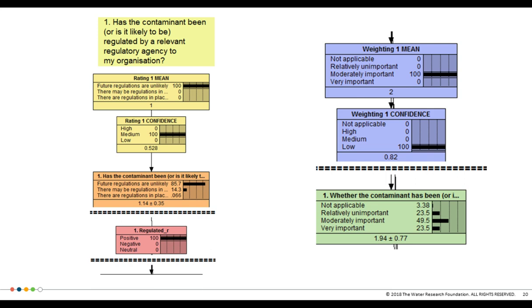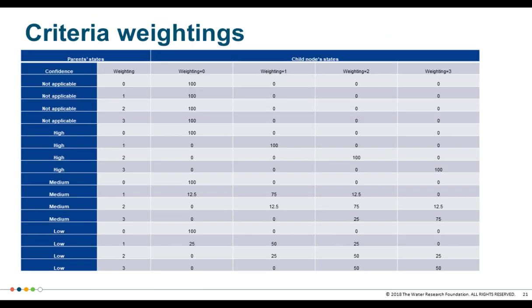In this example, the user has selected a low confidence, which gives the result that you see in the green box, where whether the contaminant has been subjected to regulation or is likely to be subjected to regulation. Most of the probability density there is in moderately important, because that was what was selected in the first blue box at the top. But because of the low level of confidence, it has spilt over into the adjacent two boxes. It could be very important, it could be relatively unimportant. And that degree of uncertainty carries through to the final result.